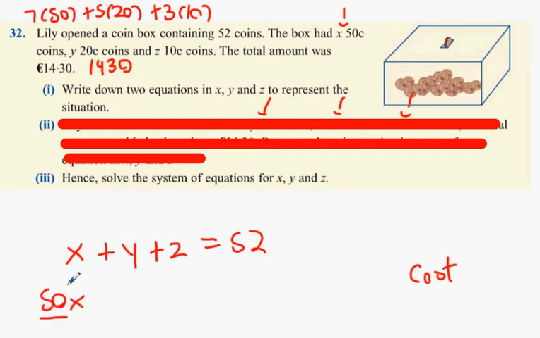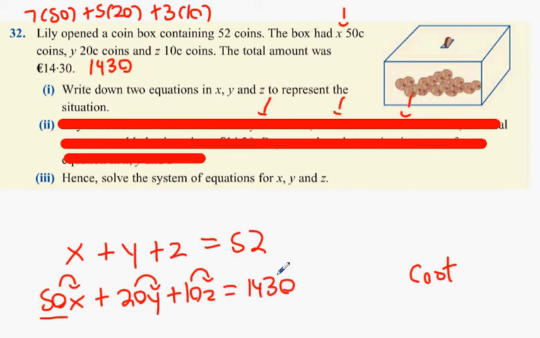So 50 multiplied by the number of 50 cent coins you have, plus 20 multiplied by the number of 20 cent coins you have, plus 10 multiplied by the number of 10 cent coins you have, must give you the total amount of money. Does that make sense?